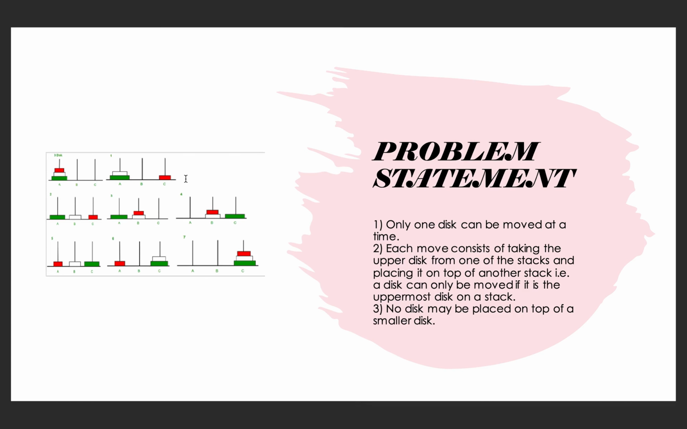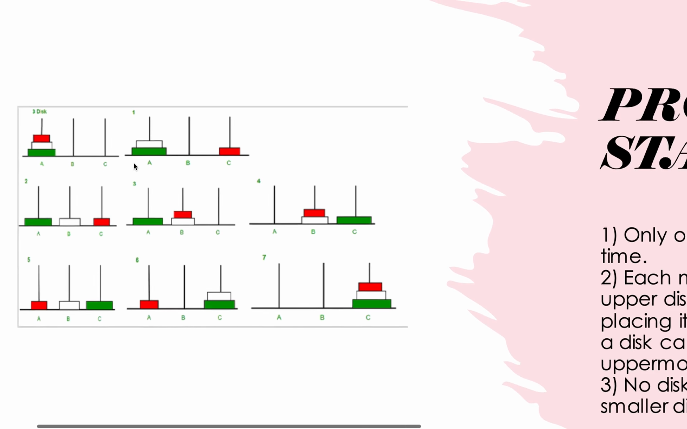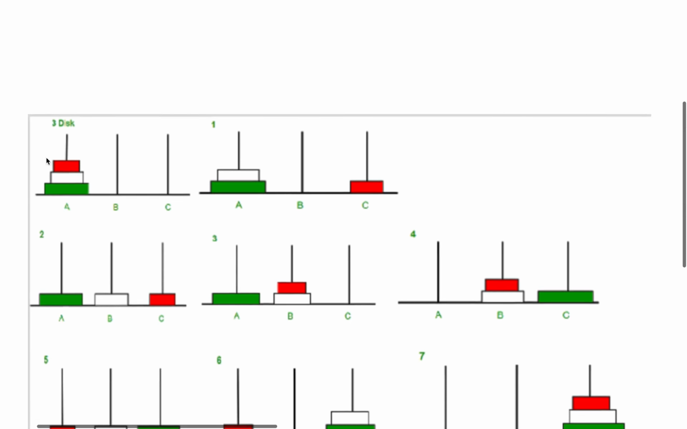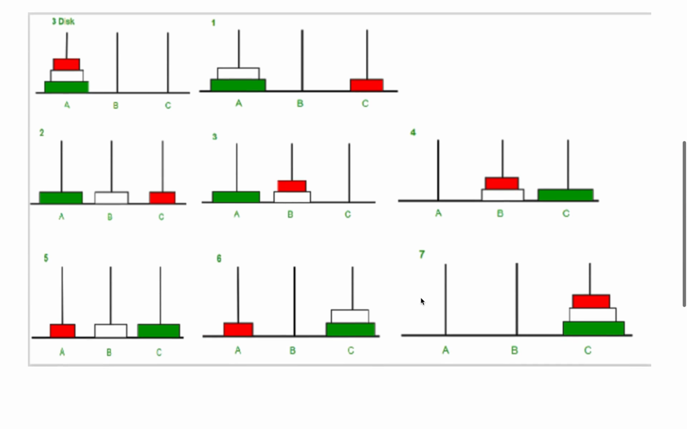The problem statement is very easy. You have 3 towers, like you can see here. You can call them the source, the destination, and the help tower, or anything you like, A, B, C, whatever. Your target is that in the beginning you have n number of disks. In this example there are 3 disks. You have n disks on your first tower, and your end goal is to move all those disks to the third tower.